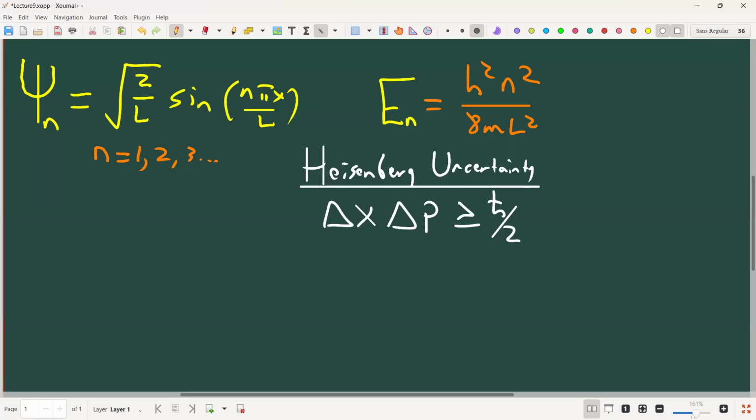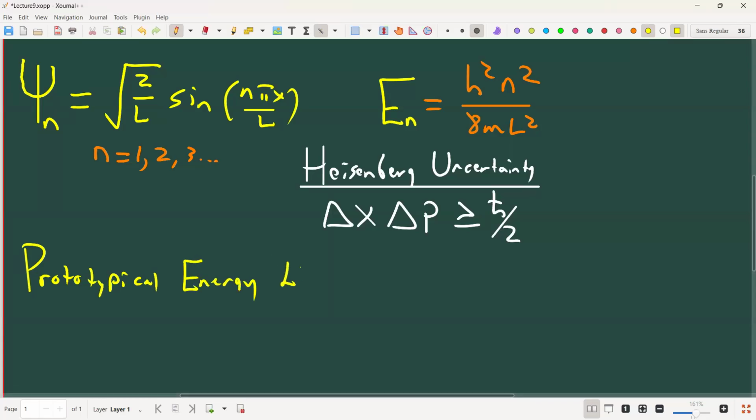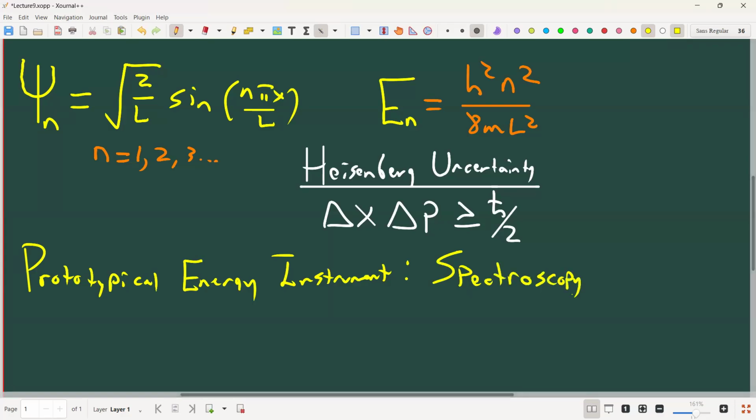We have many of them in this department that do this measurement, that say, hey, I've got a particle, let's measure its energy. So the classic, prototypical energy experiment that we do is the one that you guys have been studying all this time. You might not have realized it. Spectroscopy. A spectrometer is a device that takes a quantum mechanical object, a molecule or an atom, and reads out something about the energy.